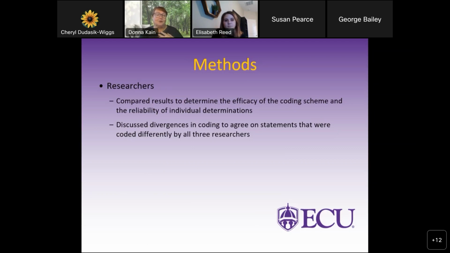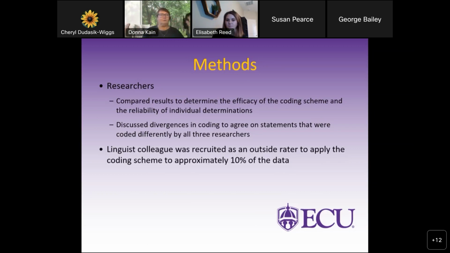So we discussed among ourselves divergence in the coding and agreed on statements that were coded differently. All three researchers went and coded every single one of those. And for the most part, we were on the same beam once we had our themes decided. But we did meet together on the ones where we didn't agree, and we would talk about why we didn't agree.